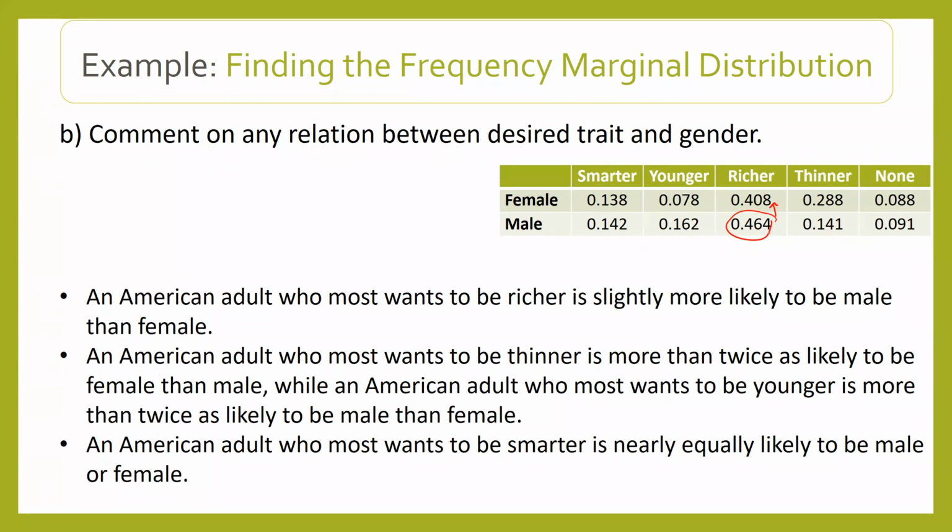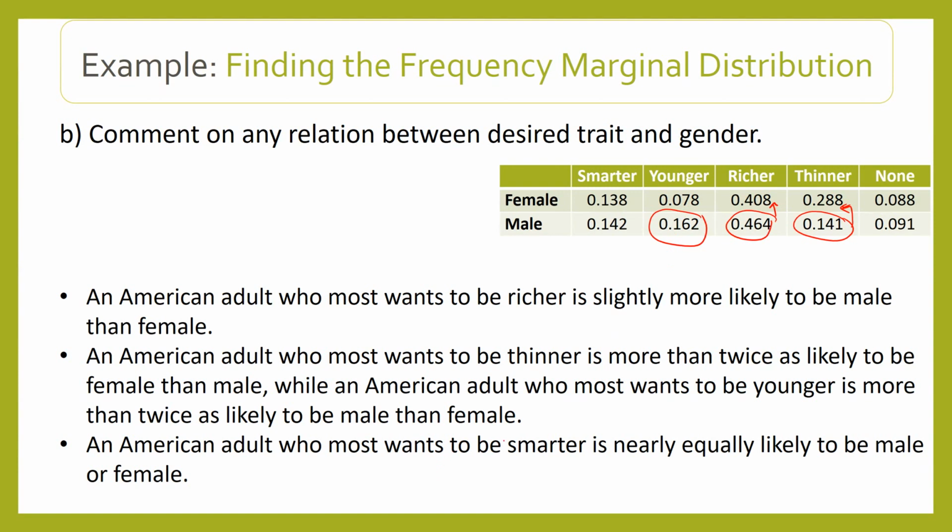So an American adult who most want to be thinner is more than twice as likely to be female than the male. So thinner is 0.141, more than twice want to be thinner for female. So female want to be thinner, that's what happens. Why an American adult who most want to be younger is more than twice as likely to be male. So male want to be younger more than the female, this is more than twice actually.